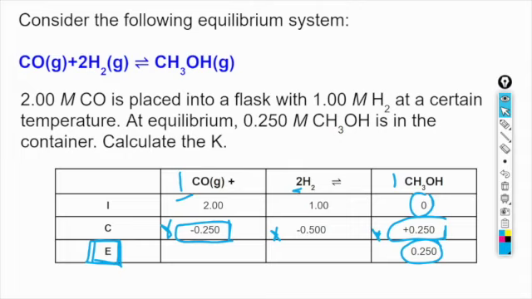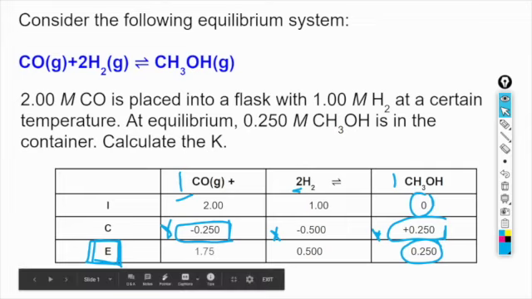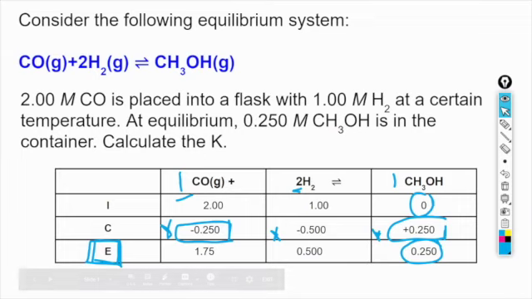The last thing to do with the ICE table portion of the problem is to just do your math. So we have for the hydrogen it's 1 minus 0.5, which gives us 0.5. Real easy math. And the carbon monoxide, I had to use a calculator because I'm not real fast with the math, and I got 1.75. Now, those are the equilibrium concentrations, again, that we need to figure out the answer to this question. So we're really focusing on those when we're doing these types of problems.